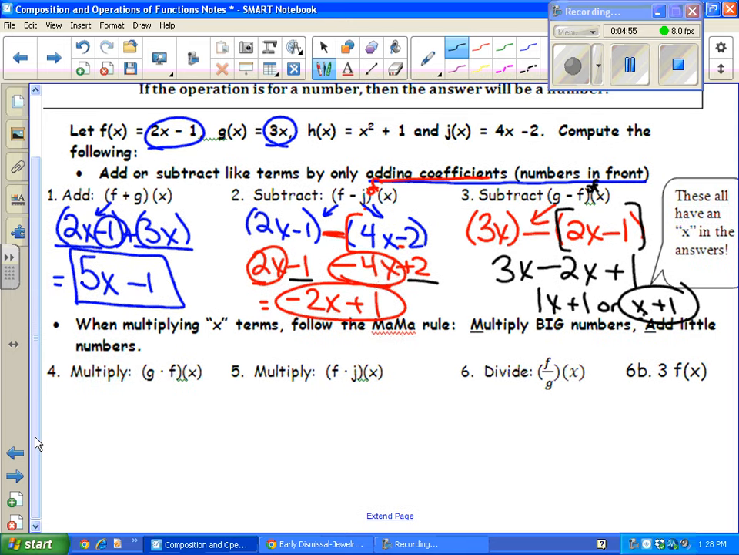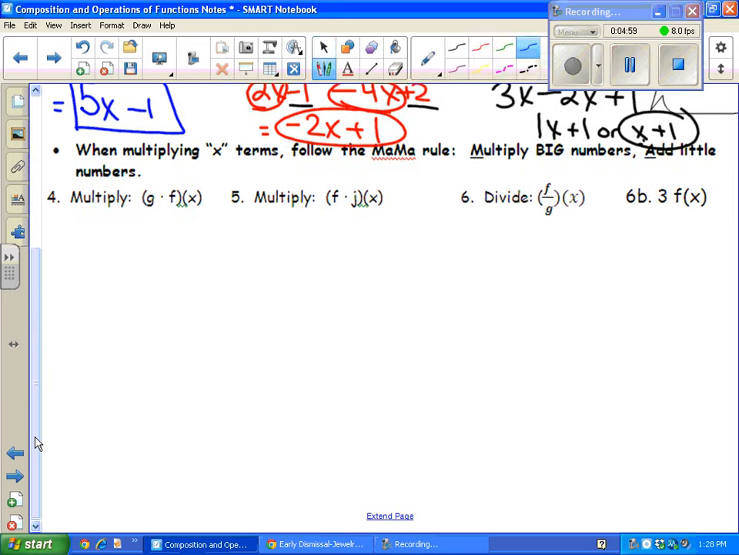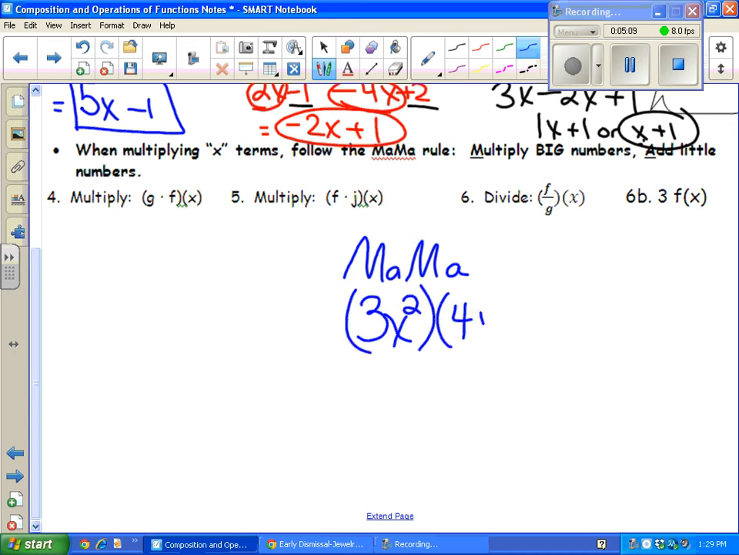When multiplying x terms, follow the mama rule. Let's just review what the mama rule is. This is a rule that I've heard some teachers teach. I know that some students understand it already. But if you multiply, let's just say, 3x squared times 4x to the 5th, the mama rule says multiply the big numbers. The big numbers are 3 and 4. So if you multiply 3 times 4, you're going to get 12.